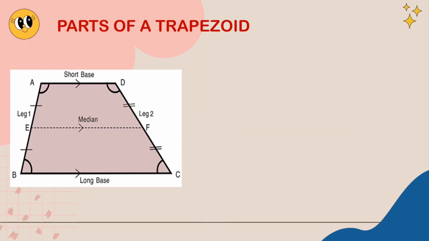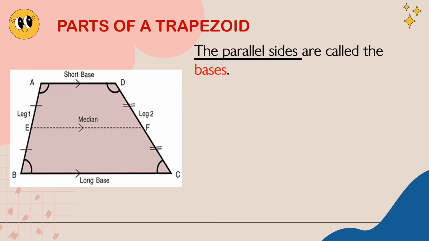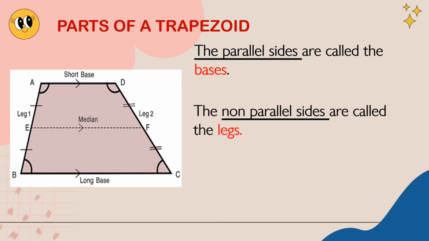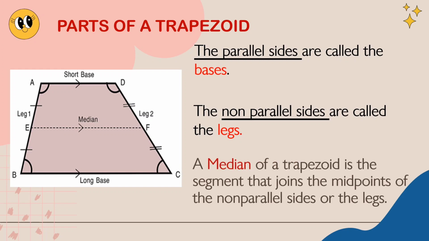And then let us proceed to the parts of our trapezoid. The parallel sides are called the bases. We have trapezoid ABCD. Then the non-parallel sides are called the legs. And the last one, the median of a trapezoid, is the segment that joins the midpoints of the non-parallel sides, or the legs.